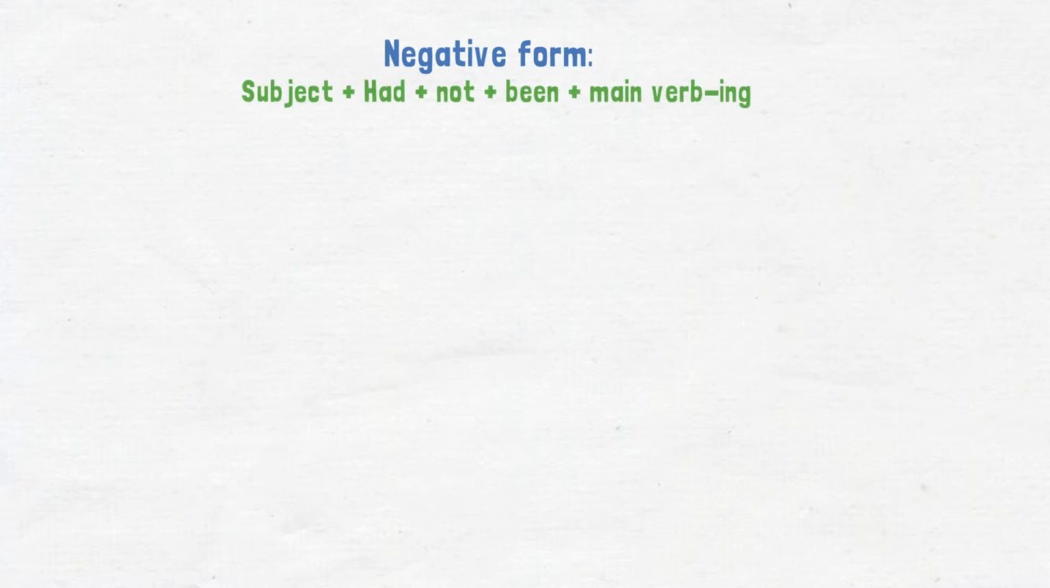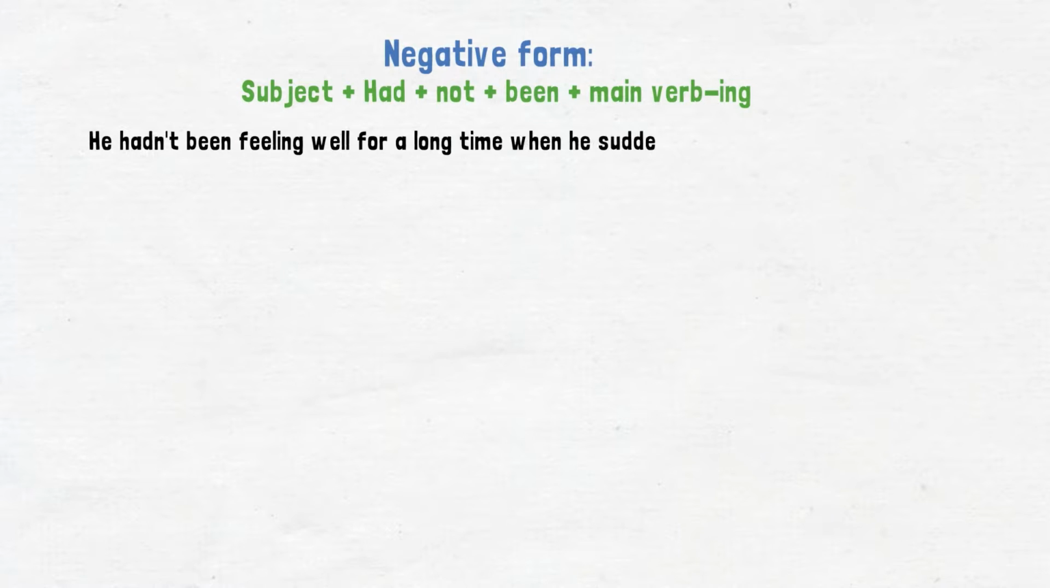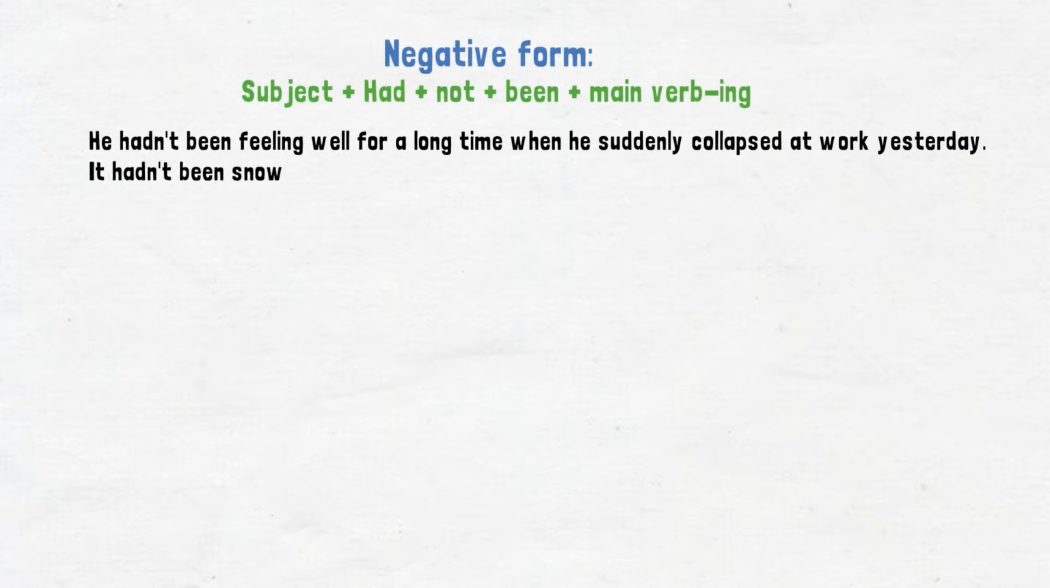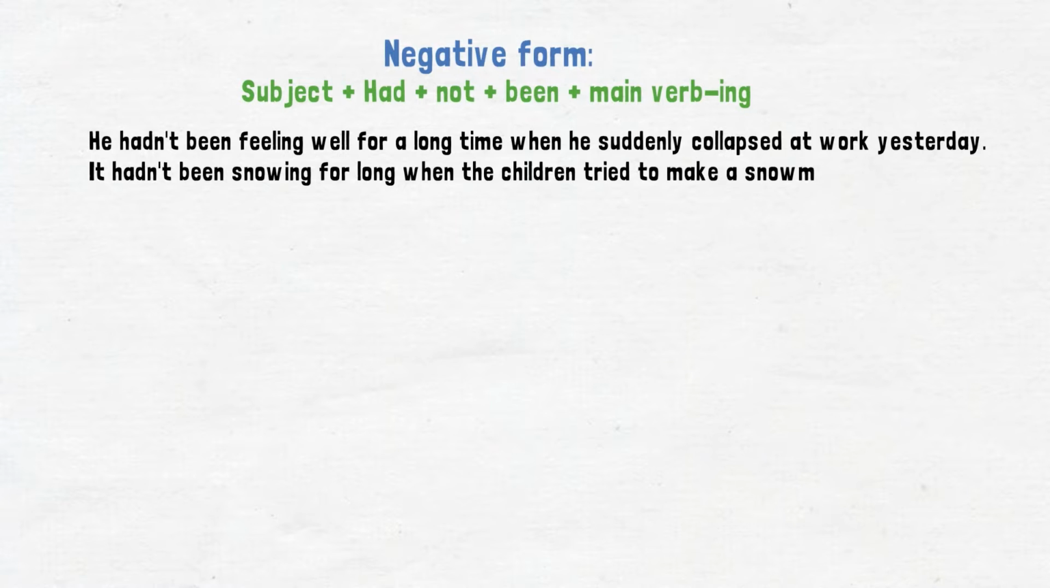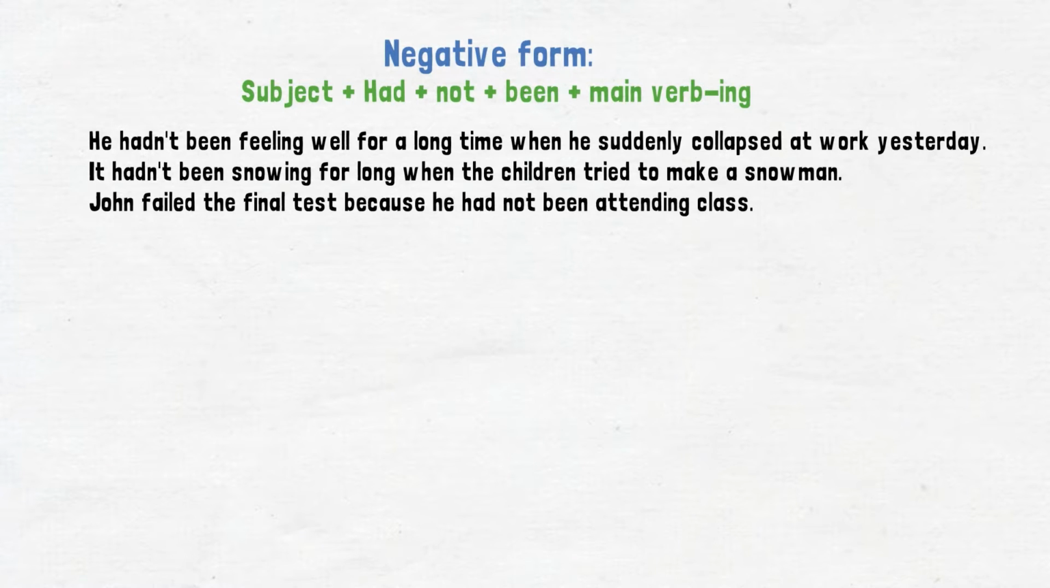For negative sentences we insert not after the first auxiliary verb. For example, he hadn't been feeling well for a long time when he suddenly collapsed at work yesterday. It hadn't been snowing for long when the children tried to make a snowman. John failed the final test because he had not been attending class.